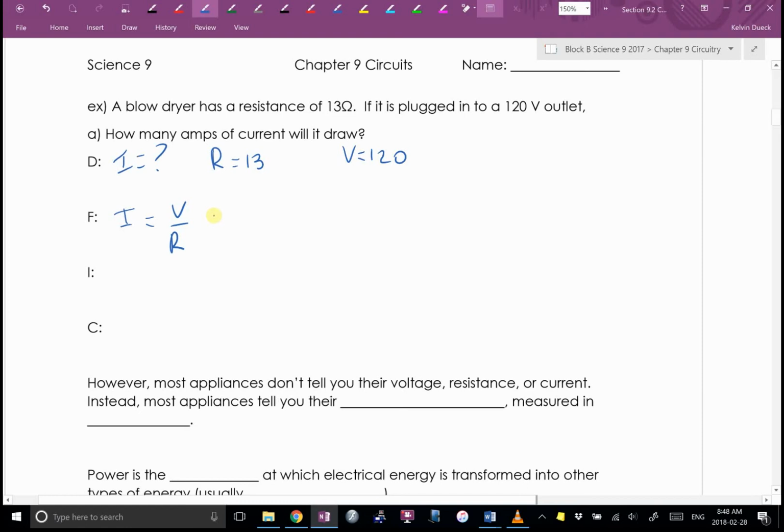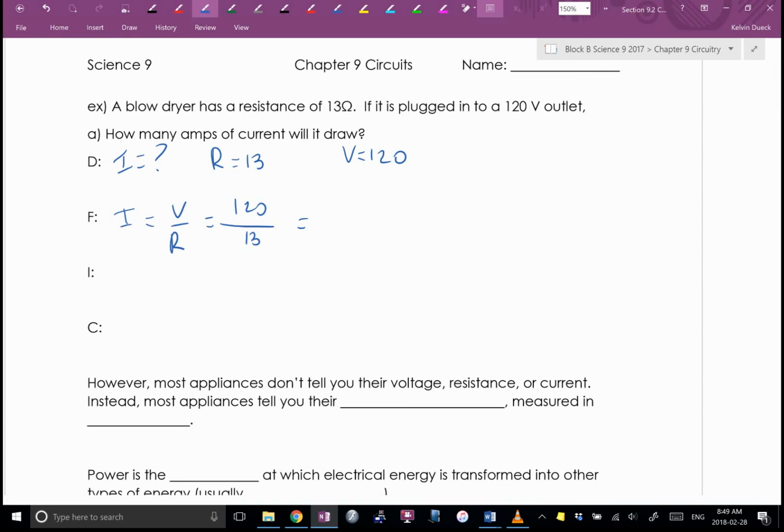What was the voltage, Jimmy? What was the resistance? 13. What do you get? Ooh, dividing by 13. That's a yucky one because it's prime. What do you get? Sorry? 9. Even? No. 9.307.